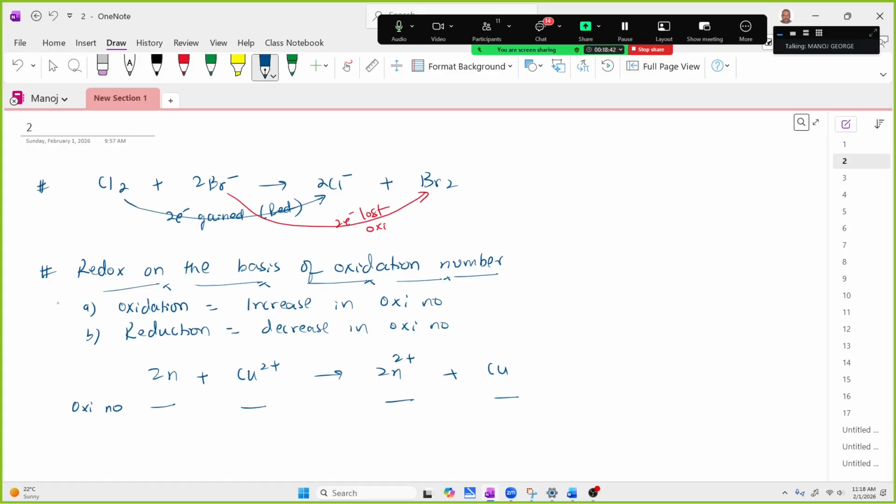Now you might remember the rule: oxidation number of any element is always equal to 0. Then there is another rule that you must remember: oxidation number of monoatomic ions is equal to the charge on the ion. This is the rule that you have probably studied in your AS level. I'm going to keep going back to those rules just to refresh your memories.